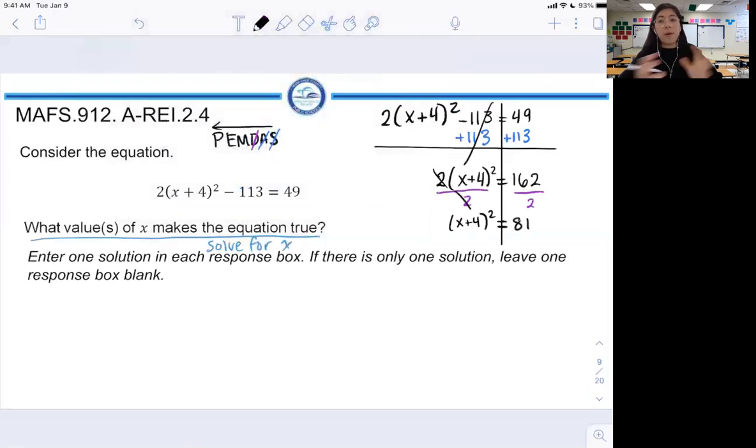81. Now, I'm trying to get x by itself. Would foiling help me to simplify this, or would foiling make it look even more complicated? We're solving for x. What can I possibly do to get x by itself? The exponent. What can I do to that exponent? How do I get rid of that exponent?